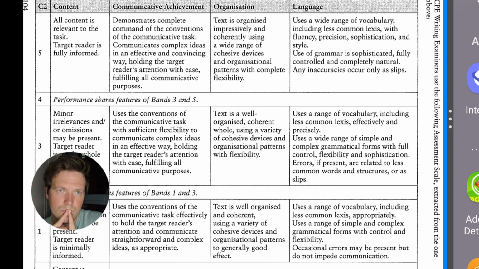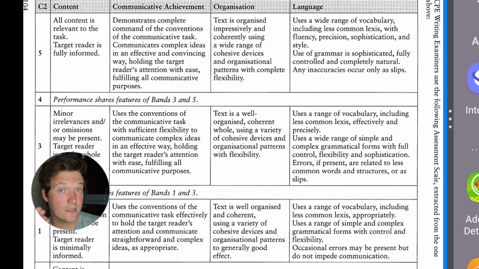For 3 marks, it says text is a well-organized, coherent whole using a variety of cohesive devices and organizational patterns. Maybe it could get a 3. But I think if I'm going to be honest, and I don't want to be harsh, I would go 2 again. So we're really hovering somewhere between a pass and a fail here so far.